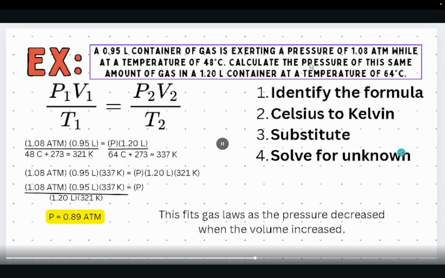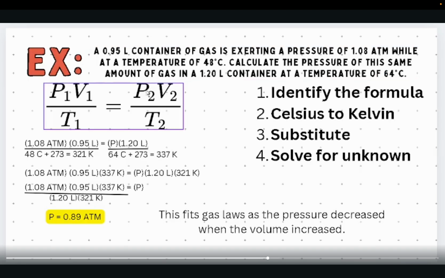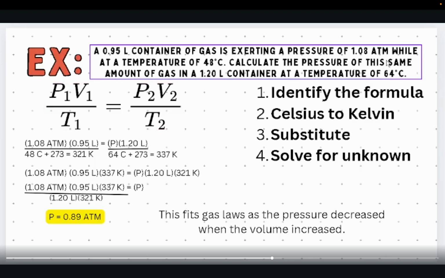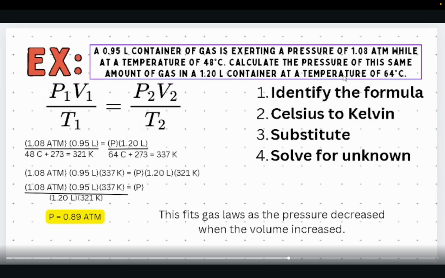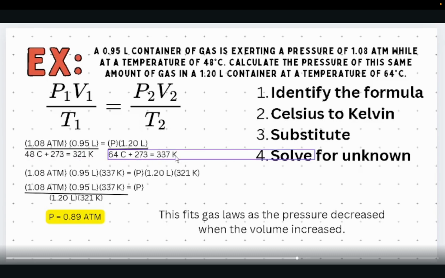Then we do the same thing for the second part. We don't know what the pressure is because that's what they're asking us, so we'll just leave that as P2. We know the volume, which is 1.20 liters, so that is going to be our V2. And we have a temperature of 64 degrees Celsius or 337 Kelvin, so that's going to be our T2. So what do we need to find? We need to find P2.